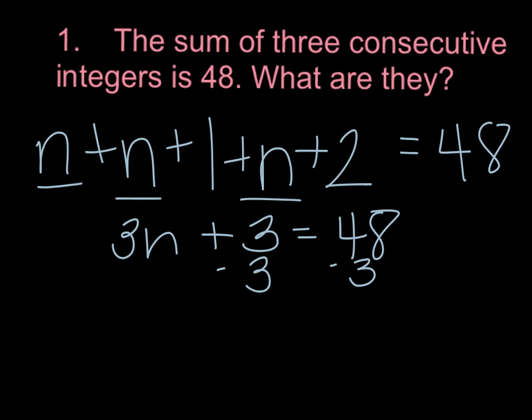Not yet. Subtract the 3. 3N equals 45. Divide by 3. We're not ready to go yet.